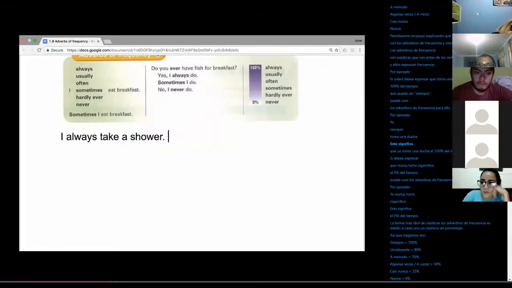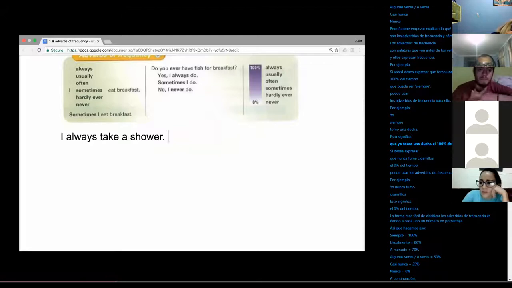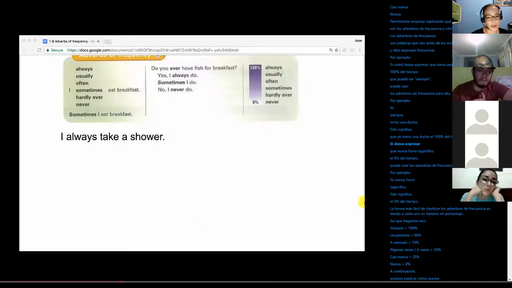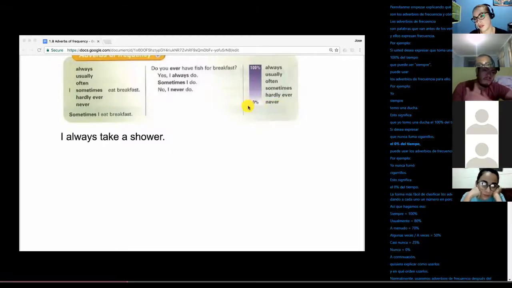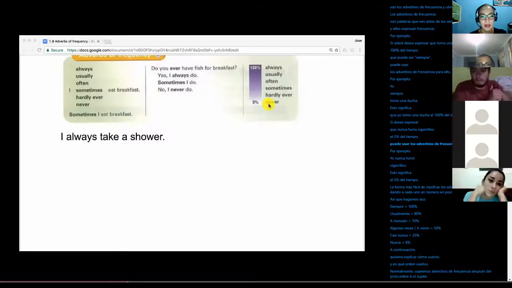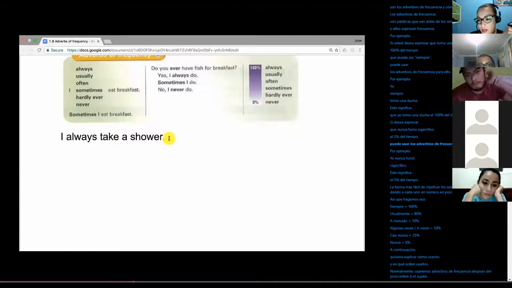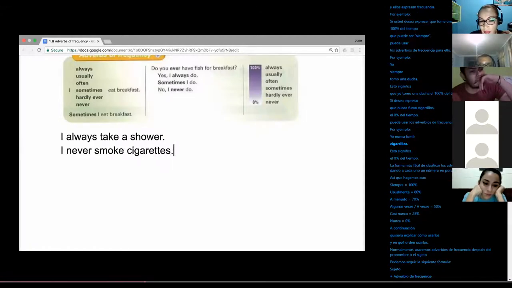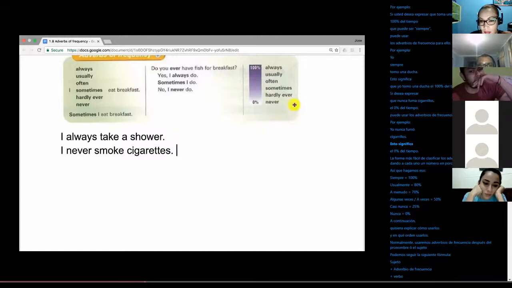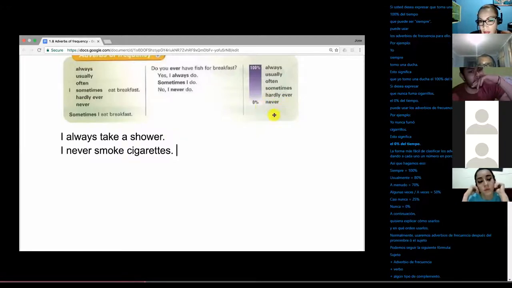This means I take a shower 100% of the time. If you would like to express that you never smoke cigarettes, this means 0% of the time. You can use adverbs of frequency for that. For example, I never smoke cigarettes. This means 0% of the time.